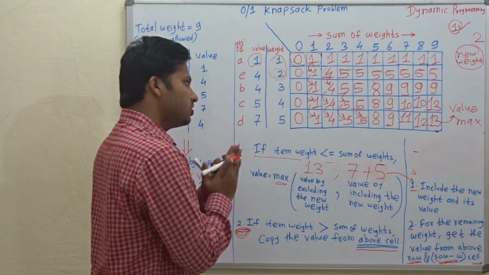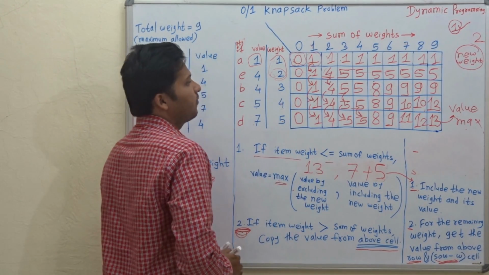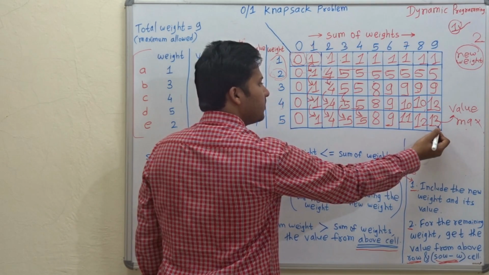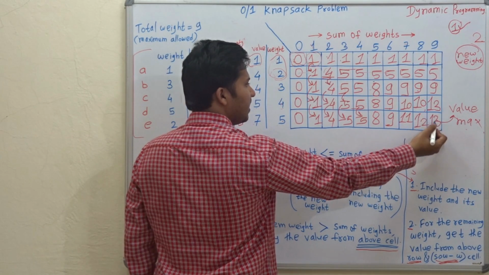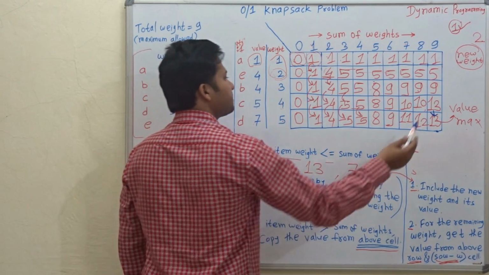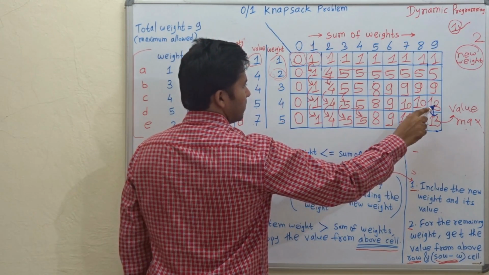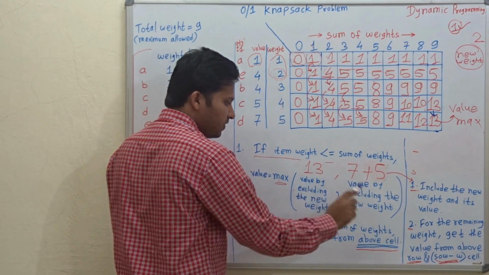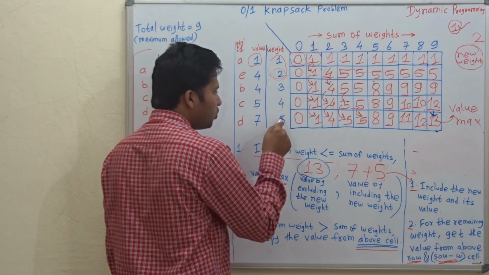Okay, now the question is which items we have included. So for finding out the answer for that, you just check here, go from the end. From this cell, you know from where this cell has come. This cell has come from the above cell. Here the max was by excluding the new weight. As the value from the above cell is taken here, this means that the max out of this was by excluding the new weight, which means we have not included D.